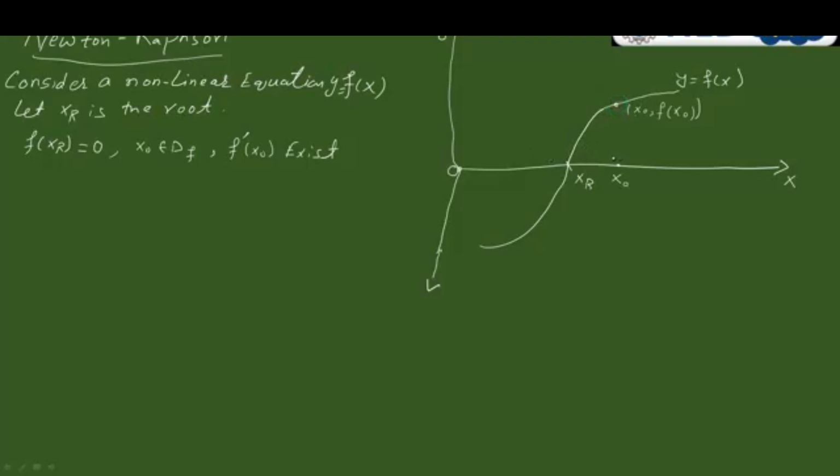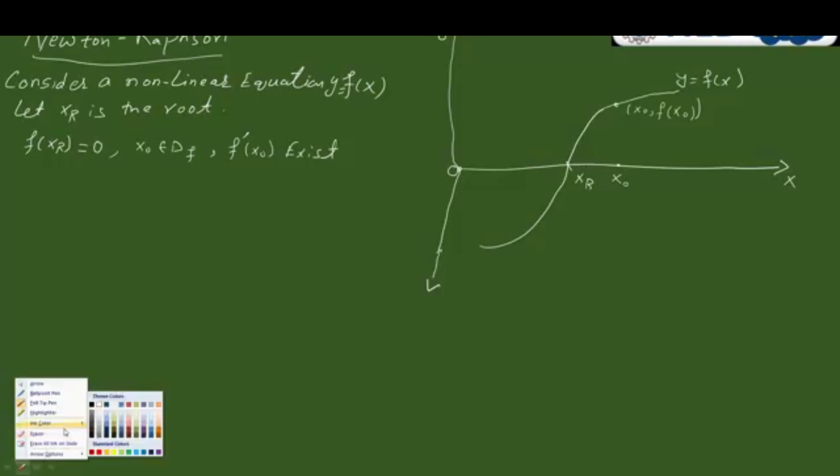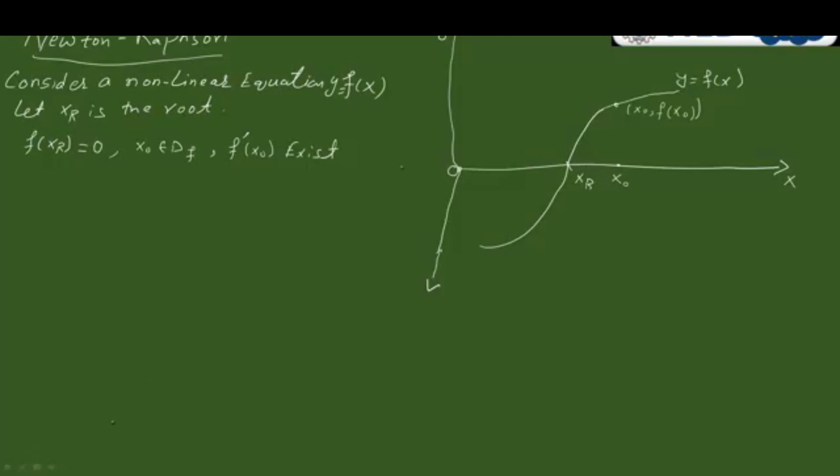Now, how does the Newton-Raphson method work and what is its strategy? What do we do in Newton-Raphson? We draw a tangent to that curve. What does this mean? What do you mean by drawing a tangent? So let's choose some other color. I'm selecting a blue color or something, because I have to draw tangents many times.